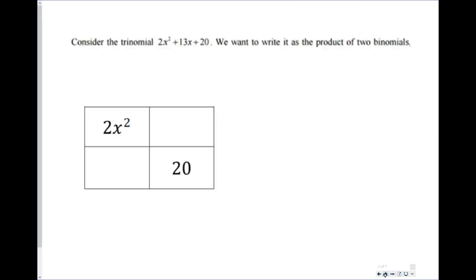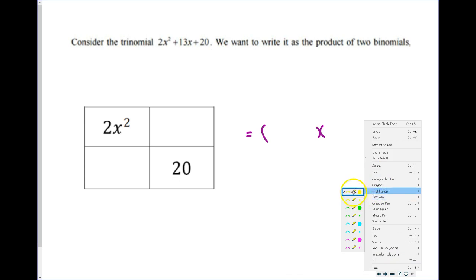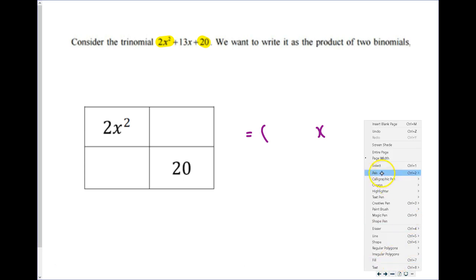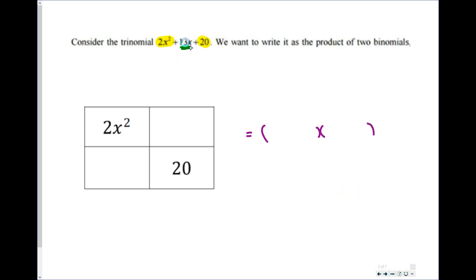So I've got an area model here, and this area model represents the trinomial 2x squared plus 13x plus 20. We want to write it as the product of two binomials, meaning we want to factor it. So I want to know what goes inside here and here. What I've done so far is I've taken this 2x squared and put it in the upper left, and I've taken the 20 and put it in the bottom right. Okay? So now I've got to figure out what my options are to make sure that I get this 13 in the middle. I know that the numbers have to multiply to 20, so I'm going to write down all my options. I've got 1 and 20, 2 and 10, and 4 and 5. All three of these options will get me the answer of 20.